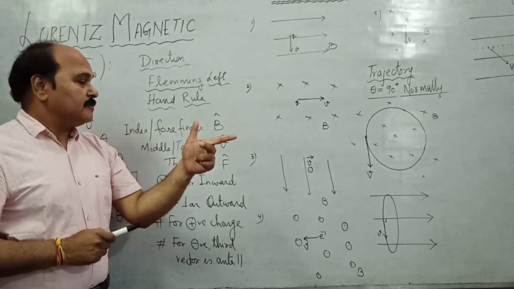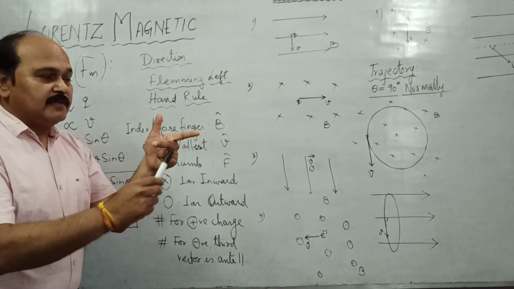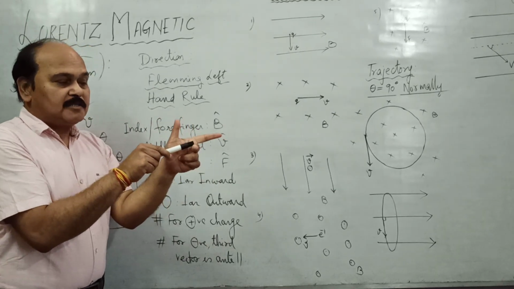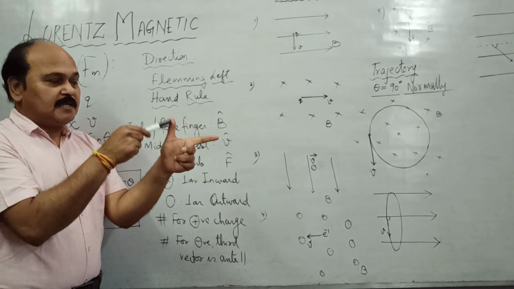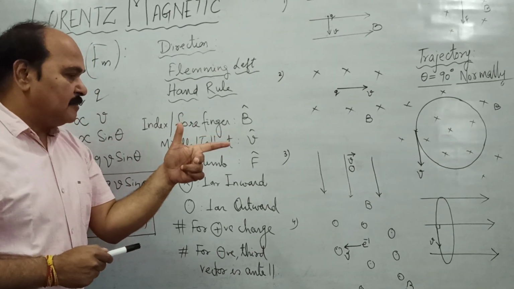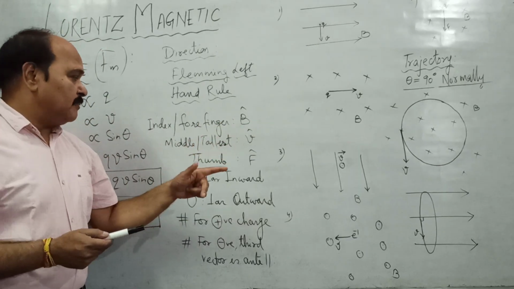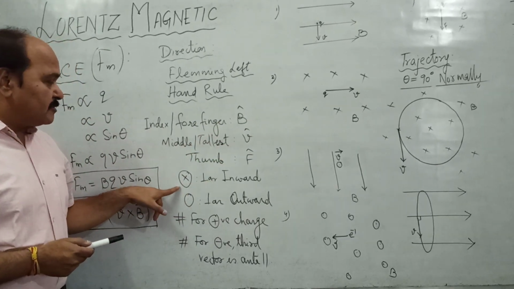Remember, this law is made for positive charges. If this is magnetic field, this is the velocity of the positive charge, then this thumb represents the direction of force over positive charge. Well, before we work out examples to understand this law, let us know cross.